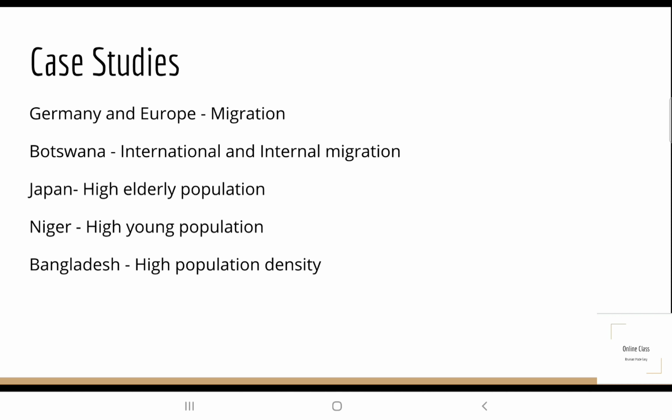Botswana is for international and internal migration. Japan is used as a case study to highlight the high elderly population. Niger is used as a case study to show that there's a high young population, and Bangladesh is used as a case study for a high population density area.